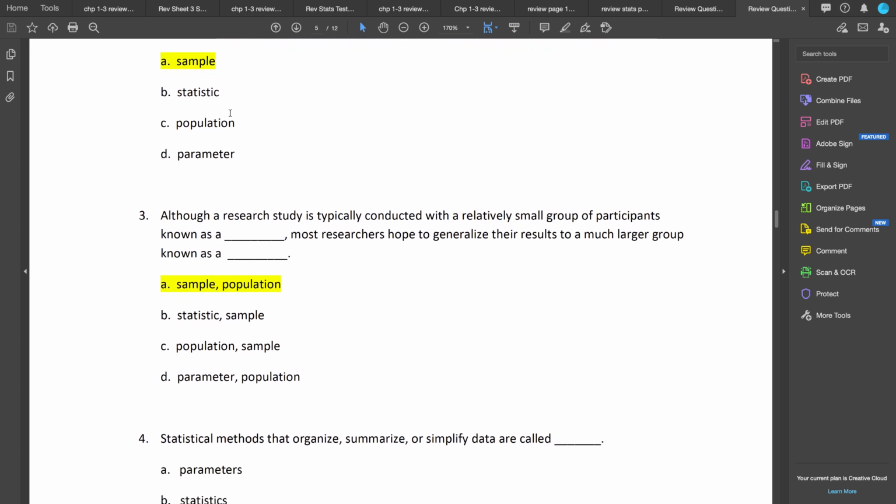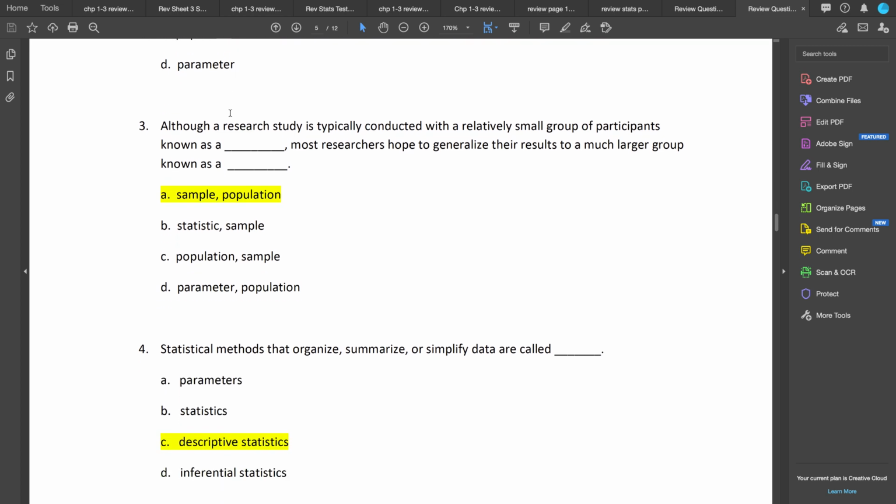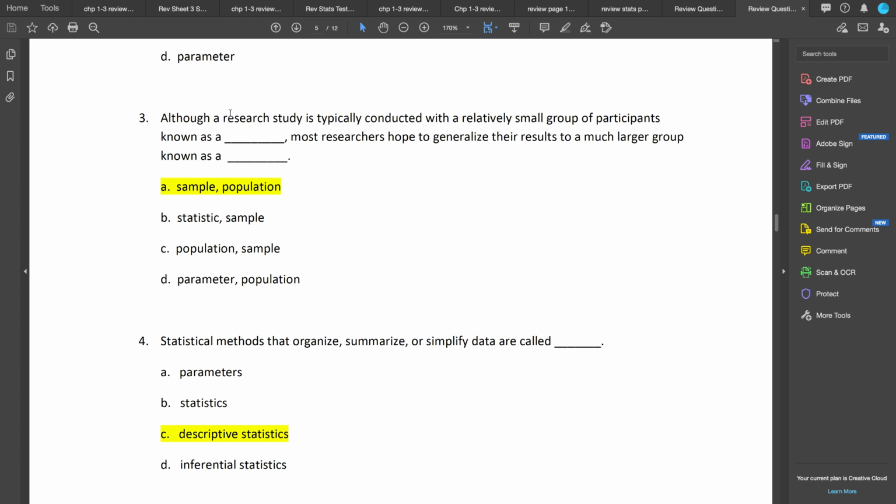sample. Although a research study is typically conducted with a small group of participants known as blank, most researchers hope to generalize their results to a larger group. See, that relatively small group is the sample, because the sample is a piece of the population, and then they want to generalize those results to the entire population. And that's where, if you do a really good job, there's minimal sampling error, and if you're off in your sample, you get sampling error, which is a problem.